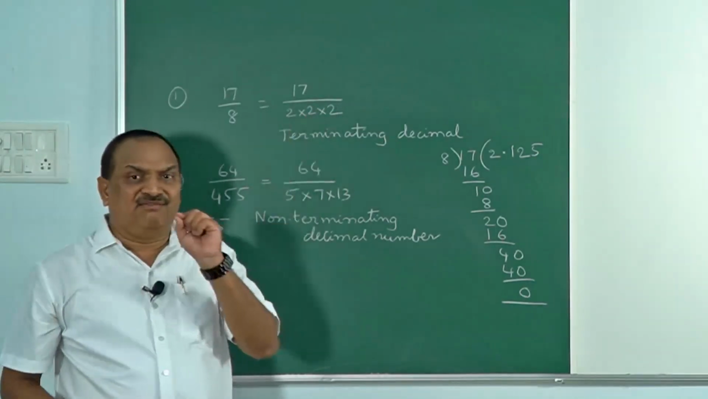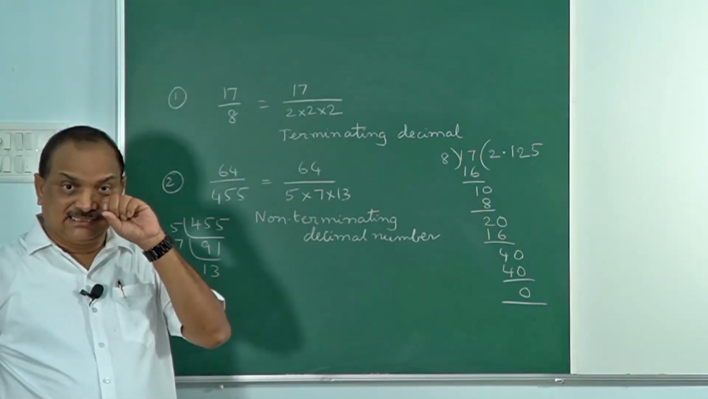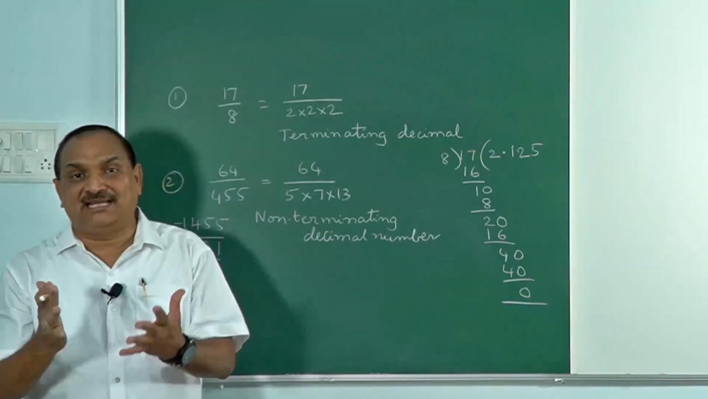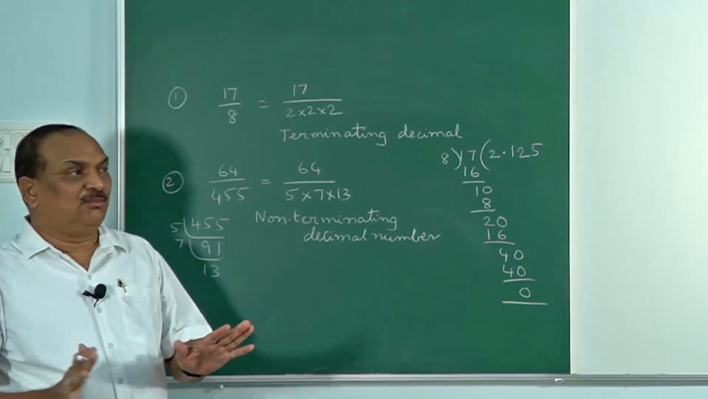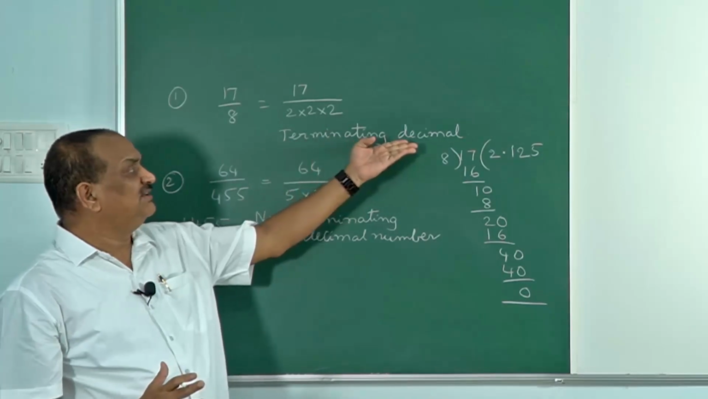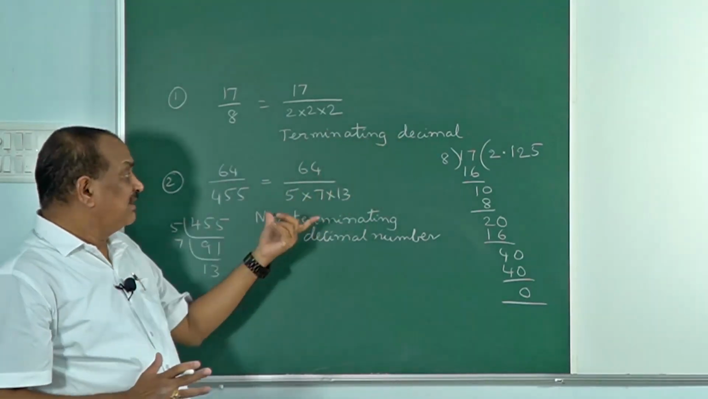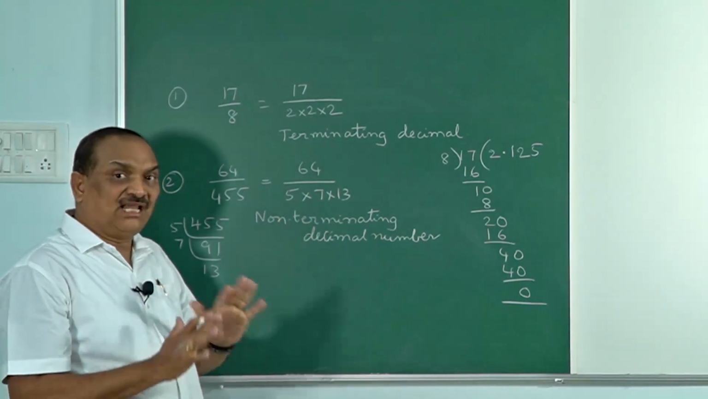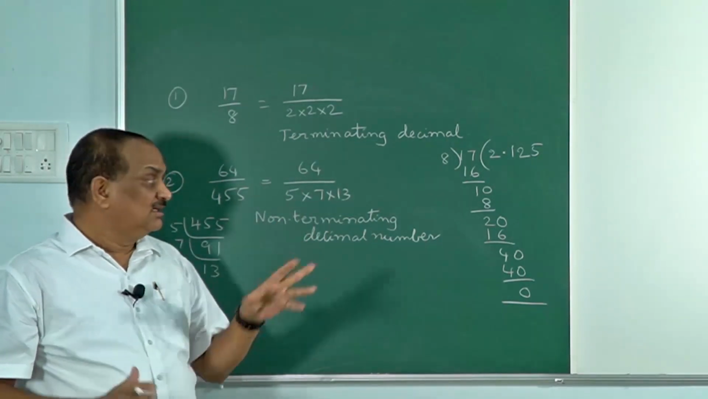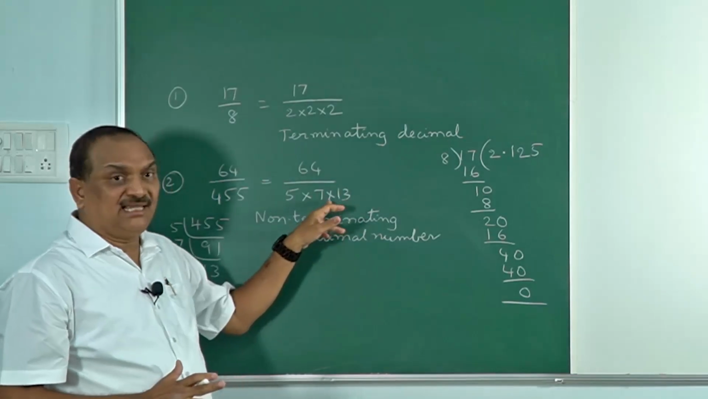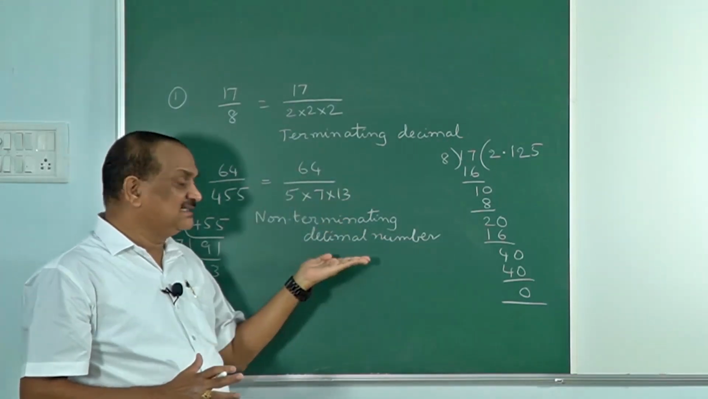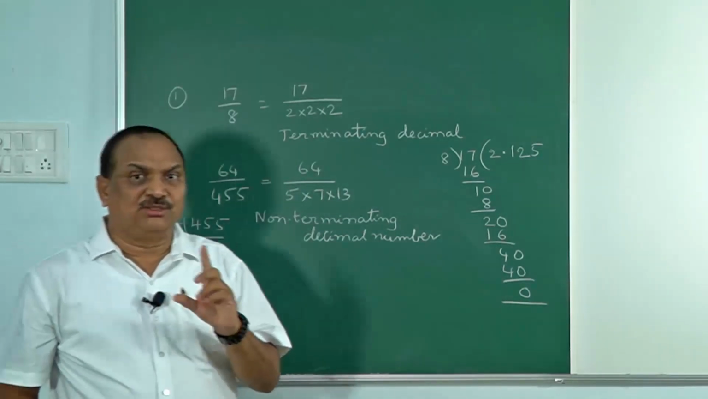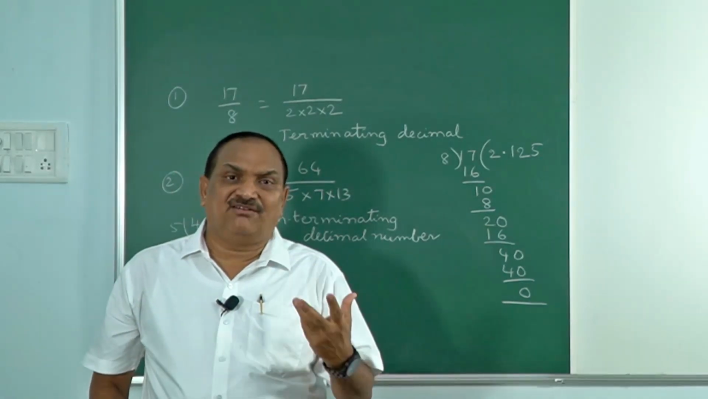When you prime factorize the denominator, if you have 2's and 5's, no matter how many times you have it, no problem. That's going to leave you with a terminating decimal. But when you look at the denominator, there is a 5 which is allowed. 5's and 2's are allowed. But you can't have any other prime number there in the denominator, and that immediately turns out to be a non-terminating decimal number. Okay, that's what you should be remembering.